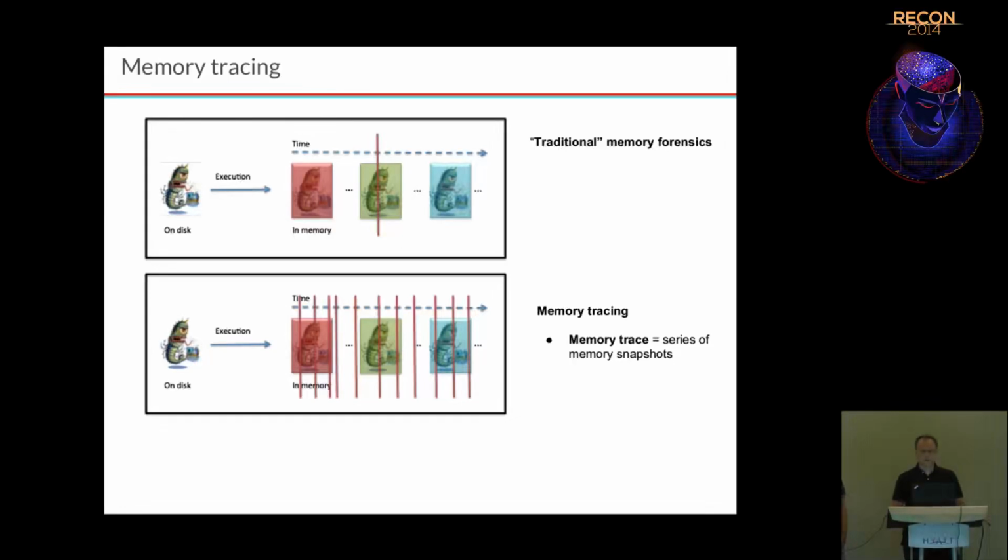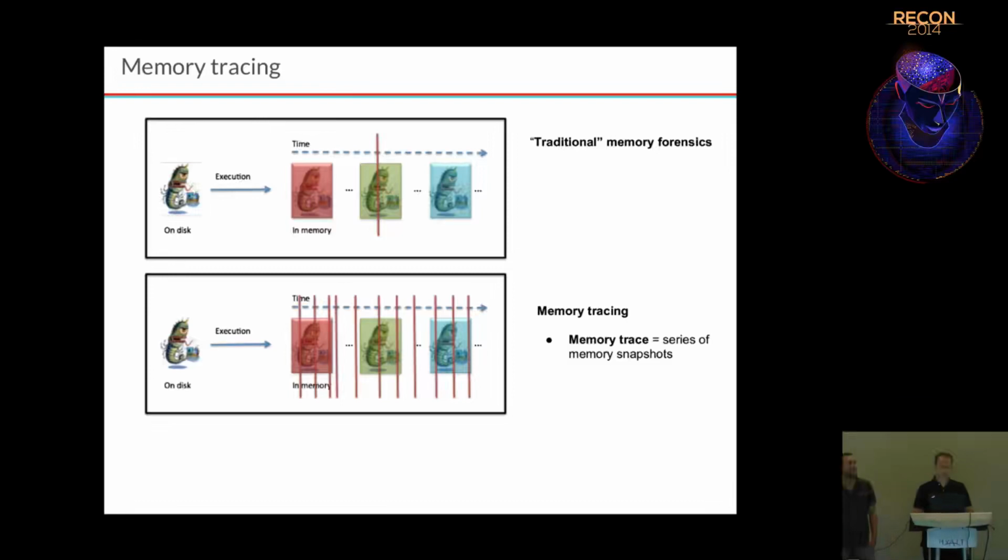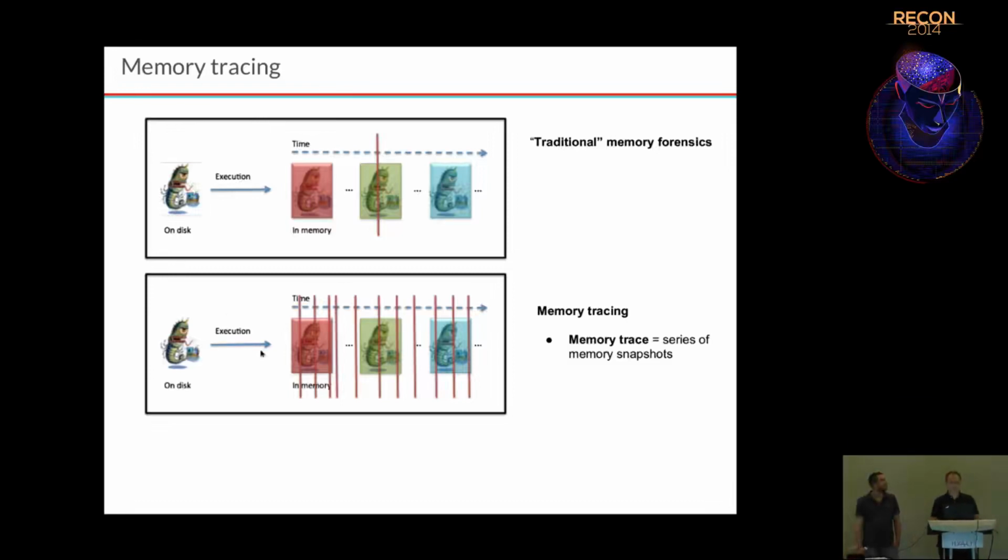What we do in memory tracing is related but slightly different. We also have some malware or a program running on the system, but instead of taking just one memory snapshot, we take hundreds. In fact, you take up to 100 memory snapshots per second. Okay? So what you get as an output is a collection of many memory snapshots, which we analyze later with some tools. We call this collection of memory snapshots a memory trace. Okay.